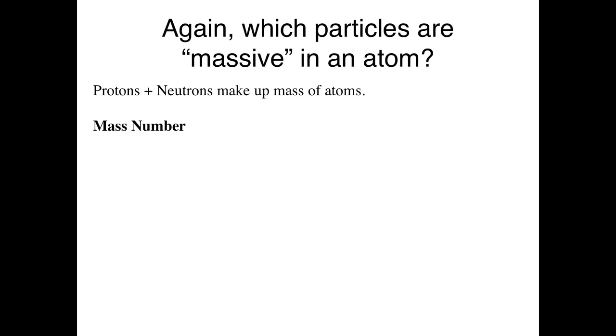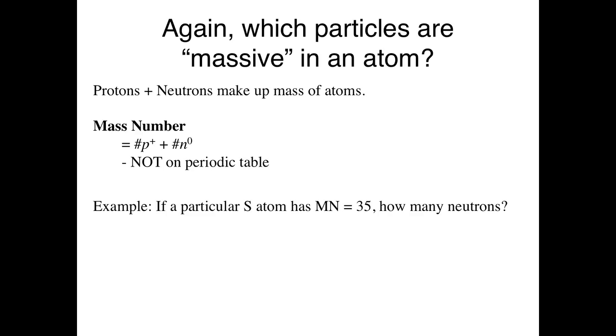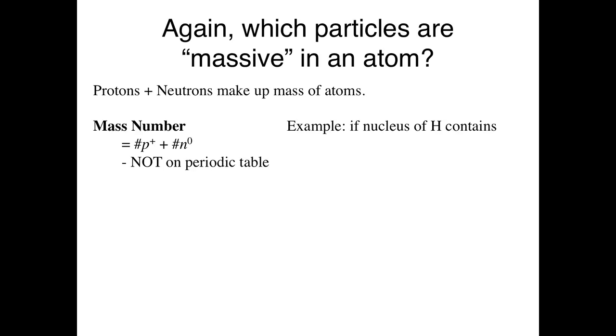So when we talk about a mass number, it's just the contribution from the proton and neutron. And remember, the proton and neutron both have 1 AMU of mass. So the mass number is just to add the number of protons you have with the number of neutrons you have. Now as a note, this number is not found on a periodic table. It must be given to you in another way. So for example, if I say that a nucleus of a hydrogen contains 1 proton and 1 neutron, what is its mass number? Right? That's 1 plus 1 is 2. Its mass number would be 2.